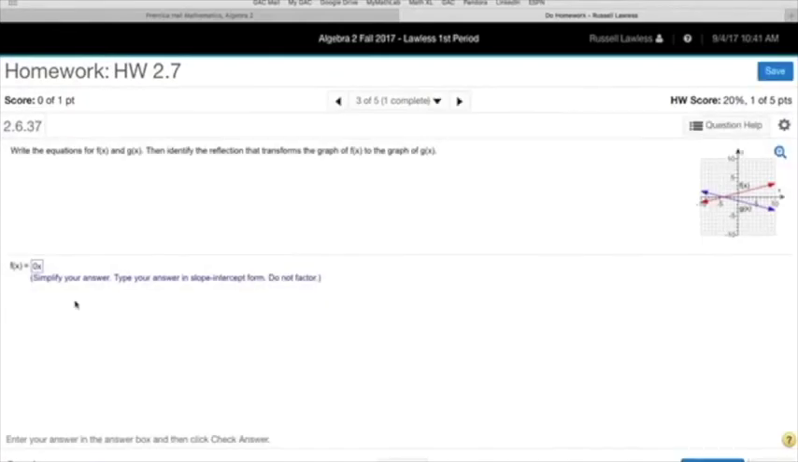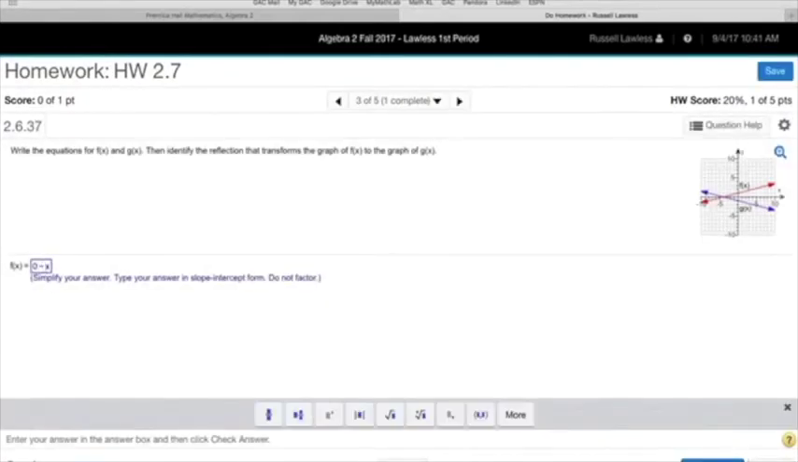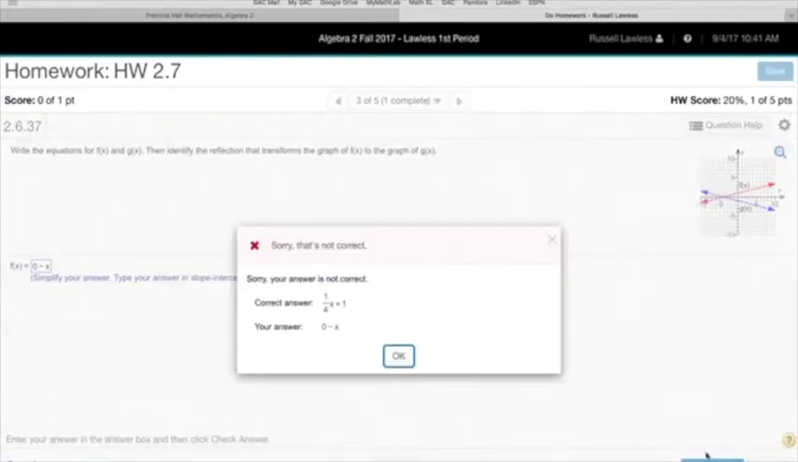Still wrong, and if you saw there, it was trying to give me some advice. This final check means this is the last time you can get it right. So this will give you the correct answer, so you'll eventually get it, and then you can see, oh, that makes sense, I see why they got that.